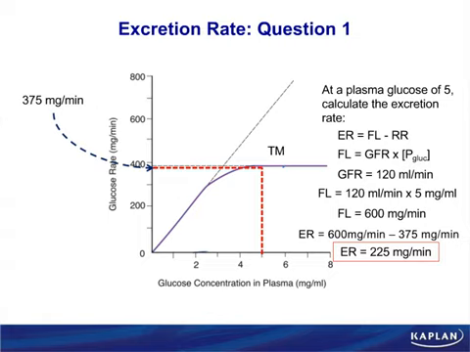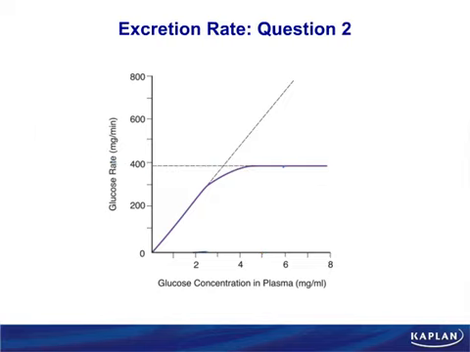So getting this question right relies on two things. Understanding the excretion rate is equal to filtered load minus reabsorption rate, and you have to know how to calculate the filtered load. But you also have to realize that at a plasma glucose concentration of 5, you are reabsorbing at transport maximum, and the reabsorption rate that you are going to use to calculate this equation is transport maximum, which is 375 milligrams per minute.